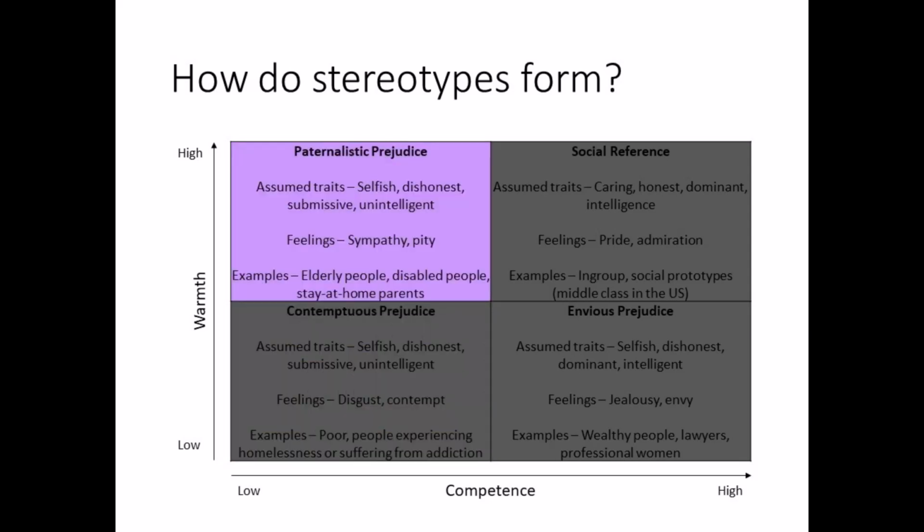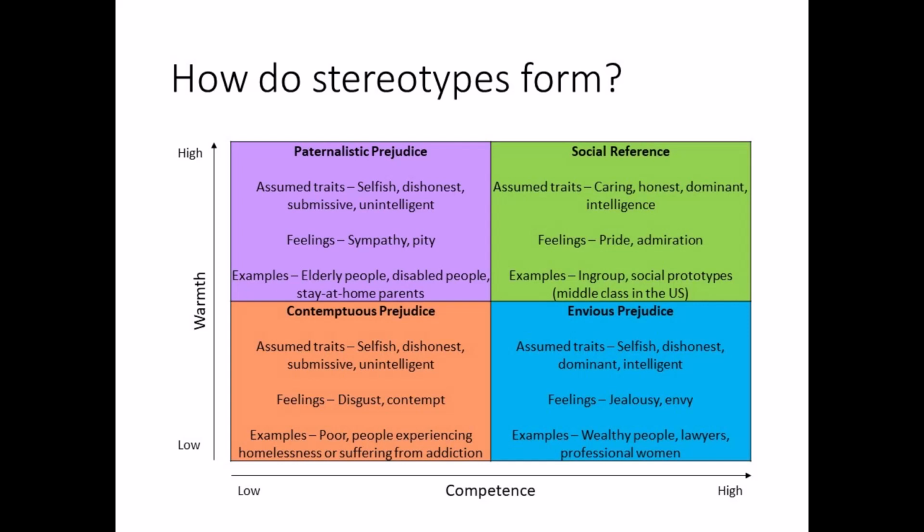The fourth and final category is called paternalistic prejudice because it's associated with feelings of pity and sympathy. We assume these groups are selfish, dishonest, submissive, and unintelligent. Examples include elderly people, disabled people, and stay-at-home parents. Note that the content of your stereotypes may differ from those presented here. You may not agree with some of these characterizations, and that is in part due to some of the other factors we are reviewing in this lecture.